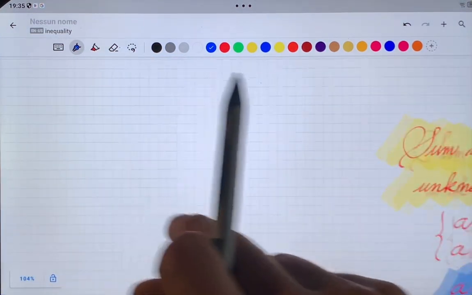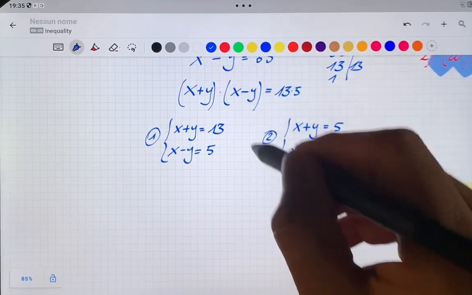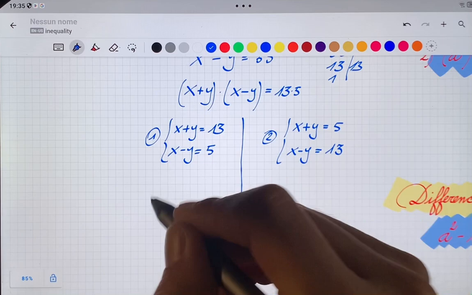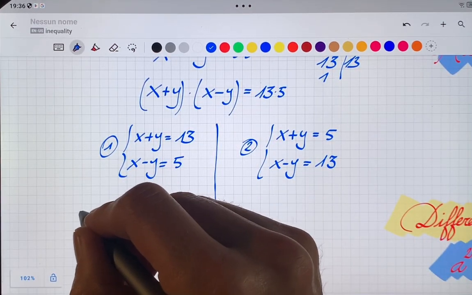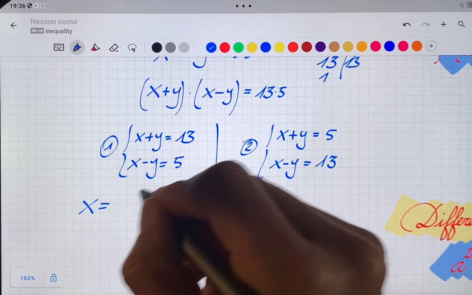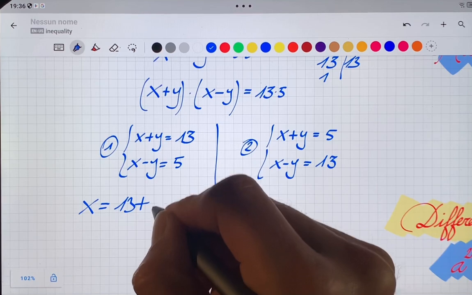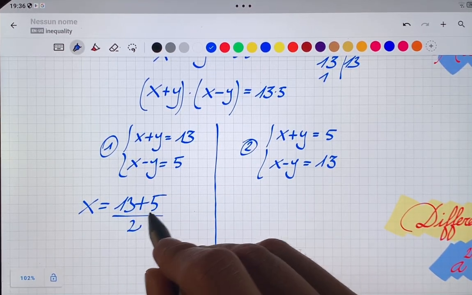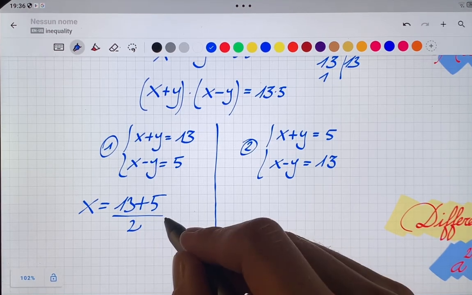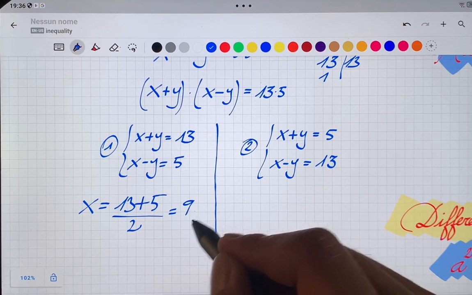So if we do it here, we'll find that x is equal to the sum 13 plus the difference 5, divided by 2. That's 13 plus 5 is 18, divided by 2, which is 9.